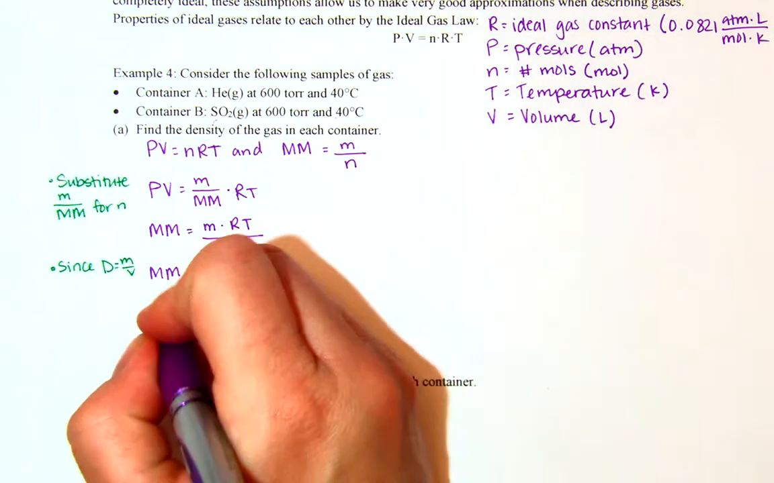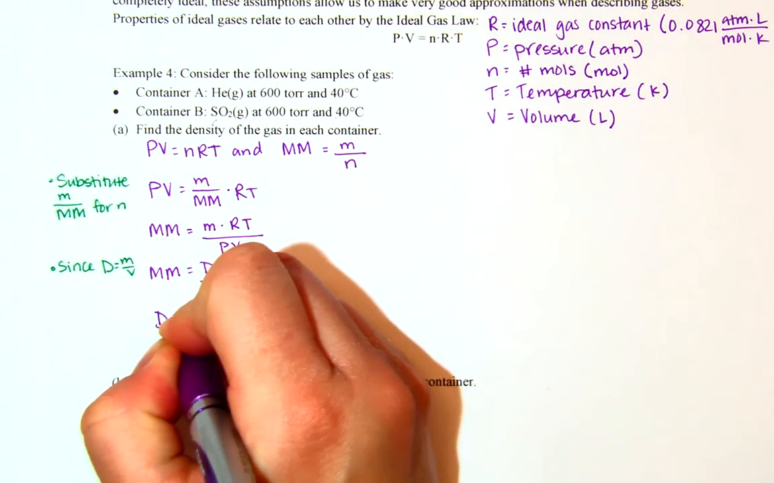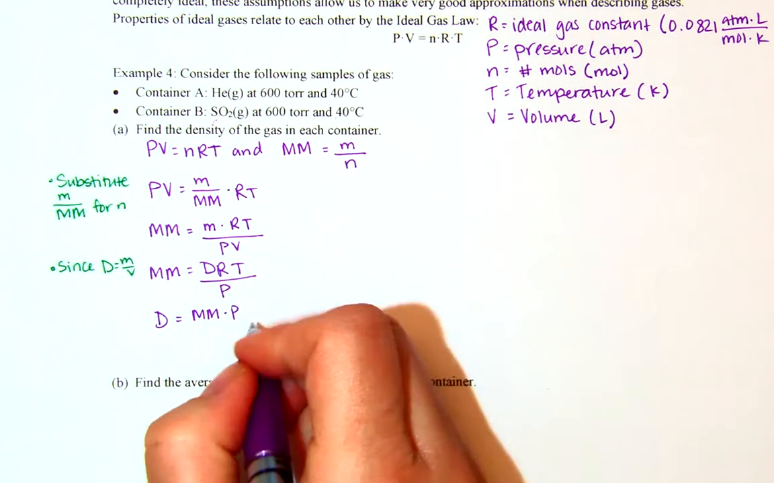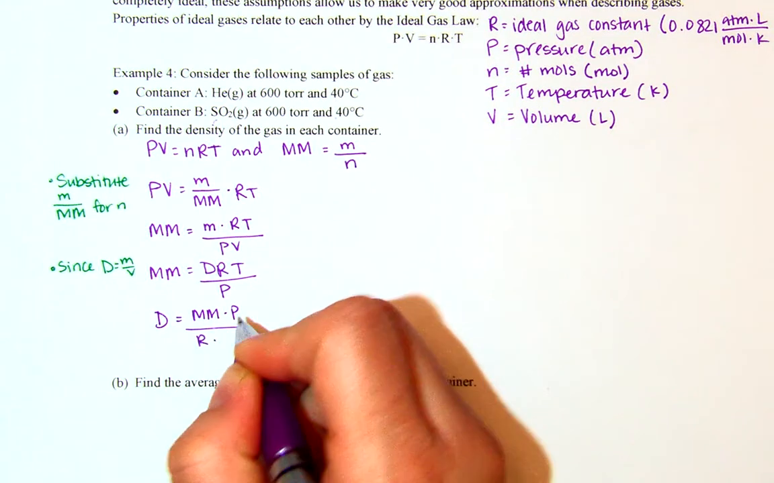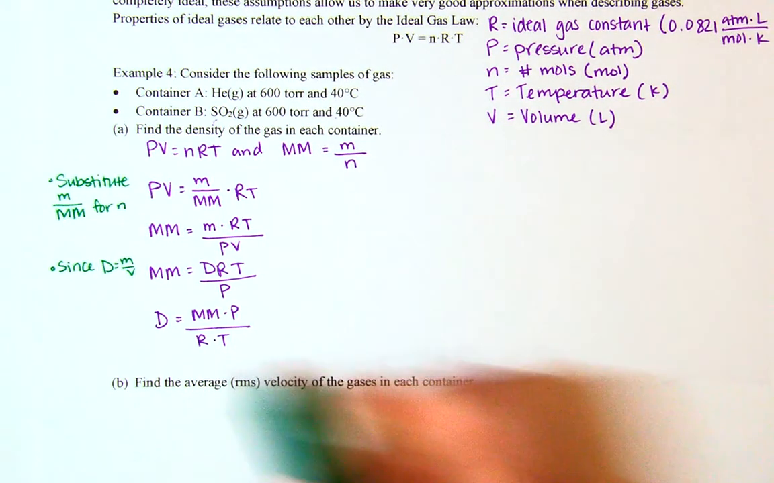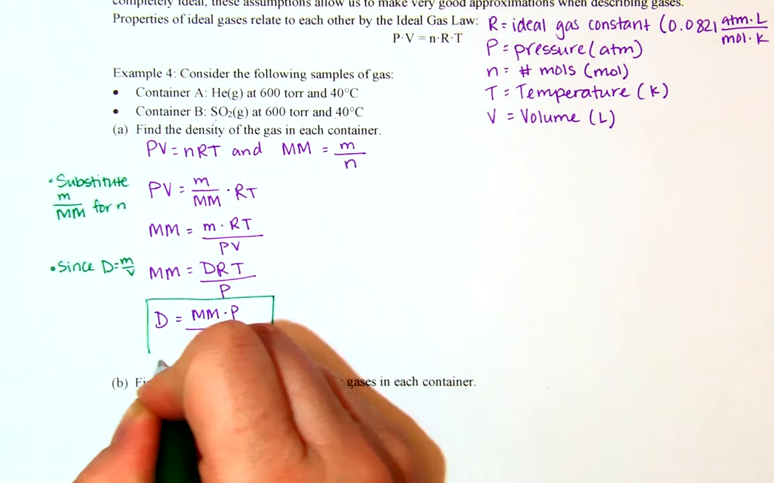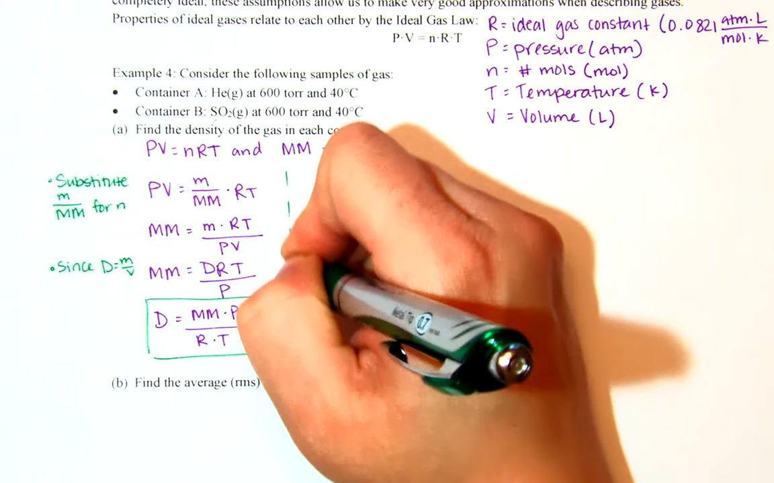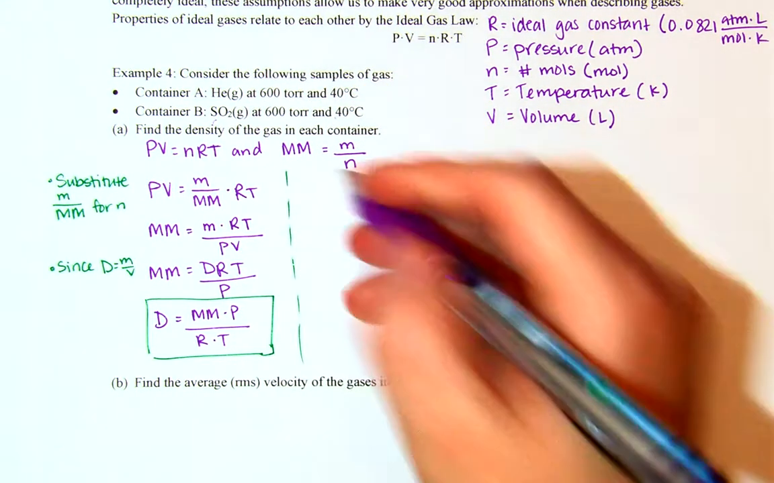Okay, next up I'm going to rearrange to get density by itself. So density equals molar mass times pressure over our ideal gas constant times temperature. And this is going to be our useful equation that we're going to use to find the density of these gases. So first one, container A.